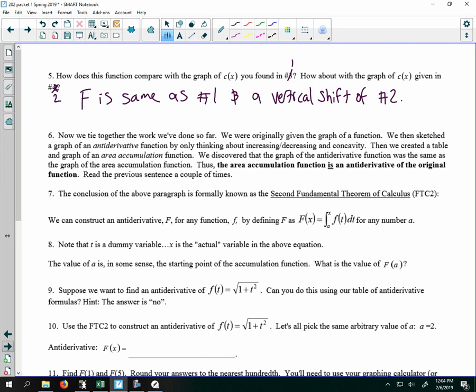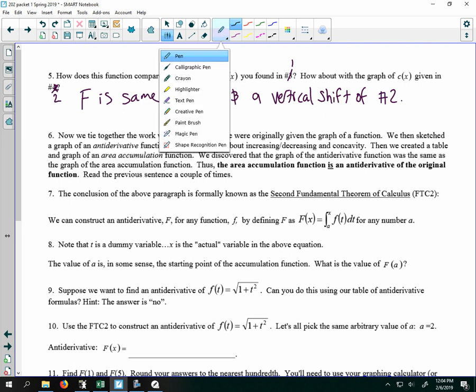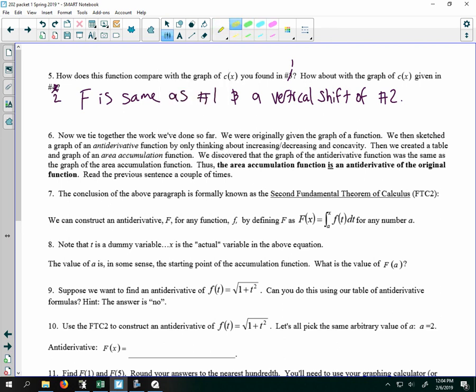So now we tie this all together. We were originally given the graph of a function. We then sketched a graph of an antiderivative function by only thinking about increasing, decreasing, and concavity. And then we created a table and graph of an area accumulation function. And we discovered that the graph of the antiderivative function, which we just came up with using a formula, was the same as the graph of the area accumulation function. So it turns out the area accumulation function is an antiderivative of the original function.